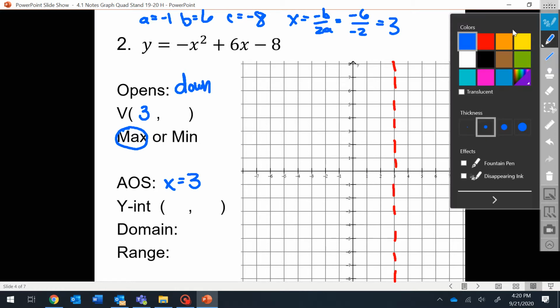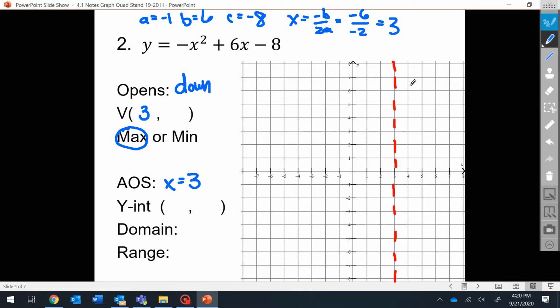And my vertex is going to be somewhere on there. I'm just not 100% sure where on there. I have to plug it into this equation to figure out where it's going to be. So to do that, I'm going to need a little bit of room.